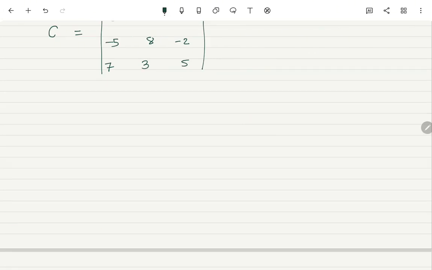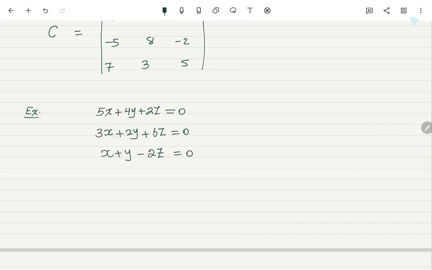One of the most useful benefits of using determinants is to solve homogeneous equations. Now, assuming that we have the following equations. These three equations are homogeneous, and we have three unknown variables x, y, z. We would like to check whether the system has a solution apart from the trivial solution, which is x equal to y equal to z, which is equal to 0.